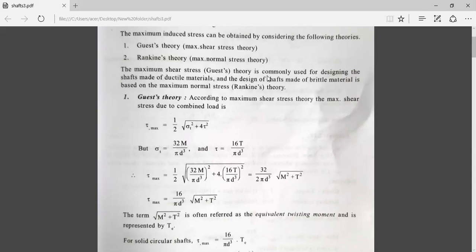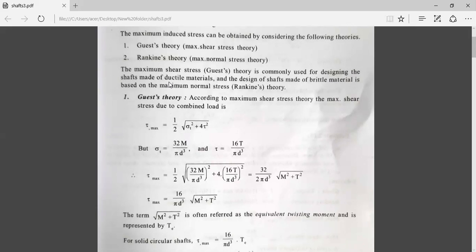So maximum shear stress theory is commonly used for designing shafts made of ductile materials. If the shaft is a ductile material, then we are going to calculate the induced stresses based on the Guest theory, that means maximum shear stress theory. Whereas if the shaft material is brittle, we move to another theory, that is Rankine's theory, also called the maximum normal stress theory, right? Now we are going to discuss them one by one.